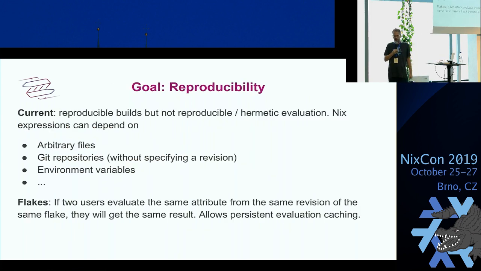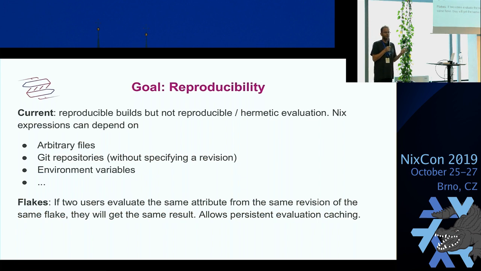So another goal is improving reproducibility. So a bit of an, well, another embarrassing thing about Nix is that it pioneered reproducible builds, but the evaluation of Nix expressions themselves is not all that reproducible, despite the fact that it's a purely functional language. So the problem is not so much the purity of the language, but the fact that evaluation is not hermetic. So a Nix expression can pull in arbitrary files from your file system.